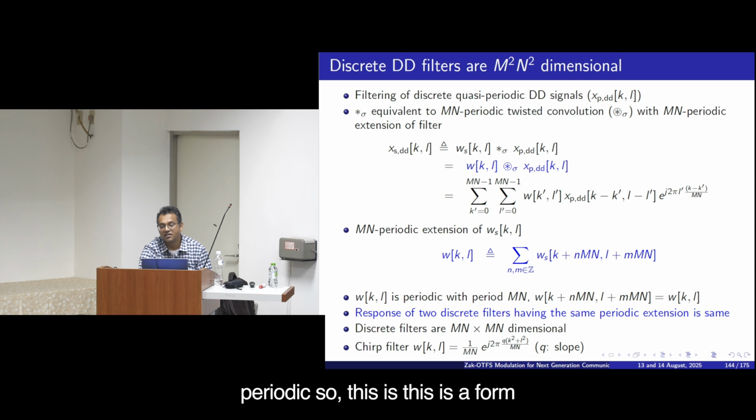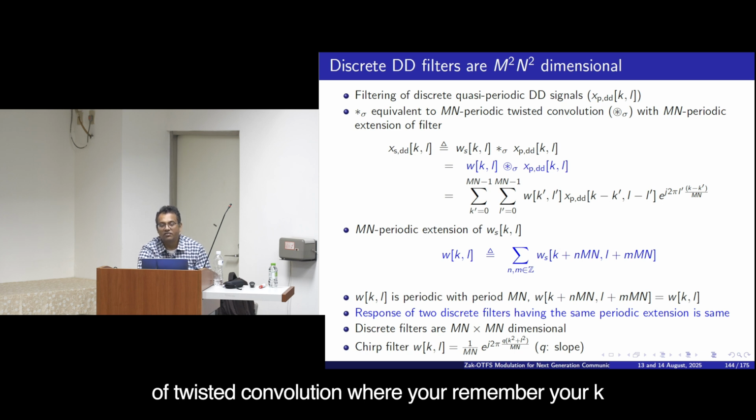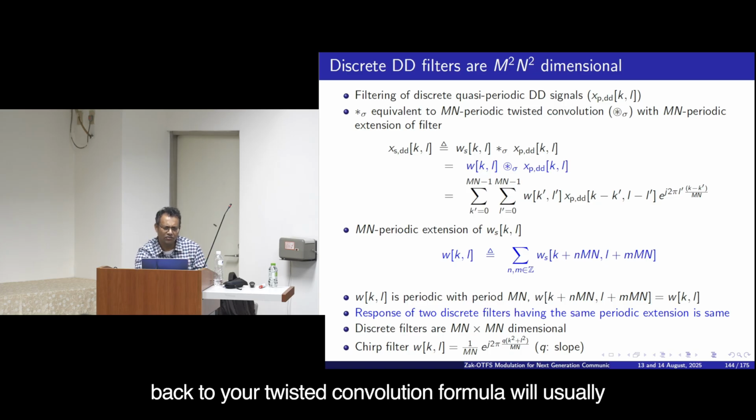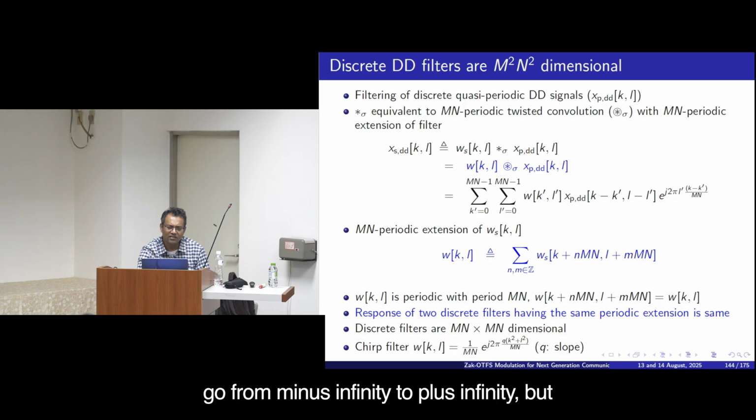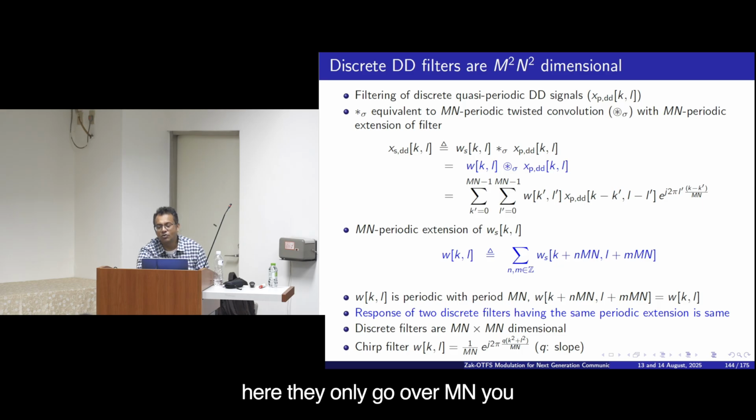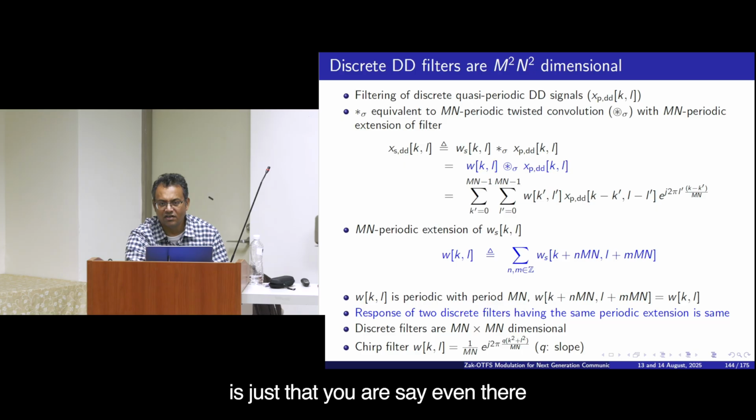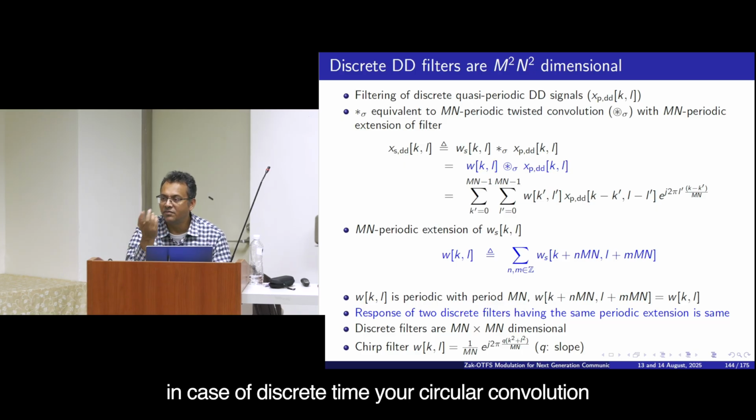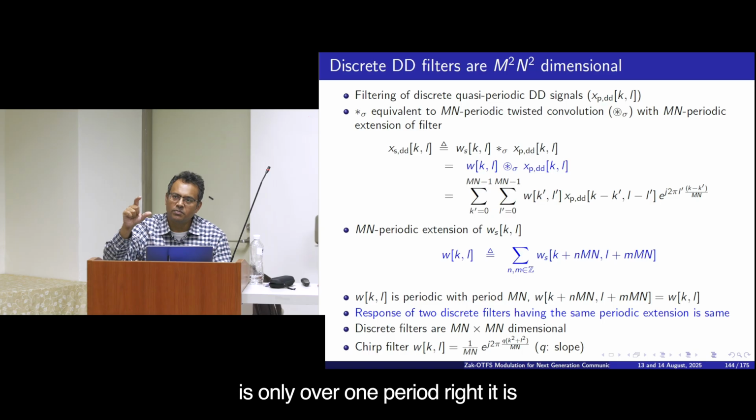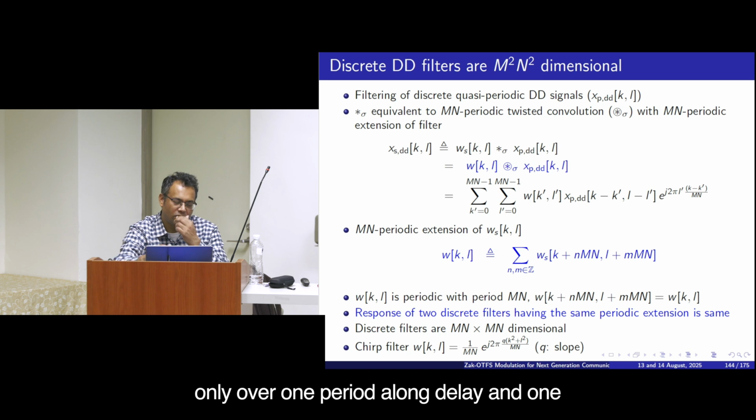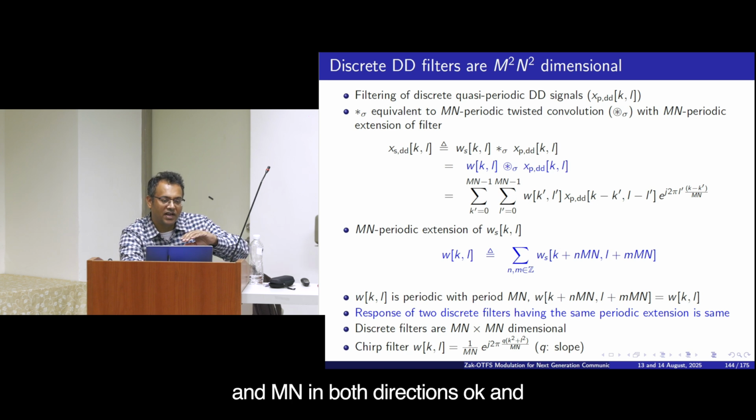So this is a form of twisted convolution, where remember your k prime and l prime. If you go back to your twisted convolution formula, it will usually go from minus infinity to plus infinity, but here they only go over the period, from 0 to M N minus 1. The formula is the same basically. Even in the case of discrete time, your circular convolution is only over one period, not infinite. So here also your summation is only over one period along delay and one complete period along Doppler, which is M and N in the two directions.